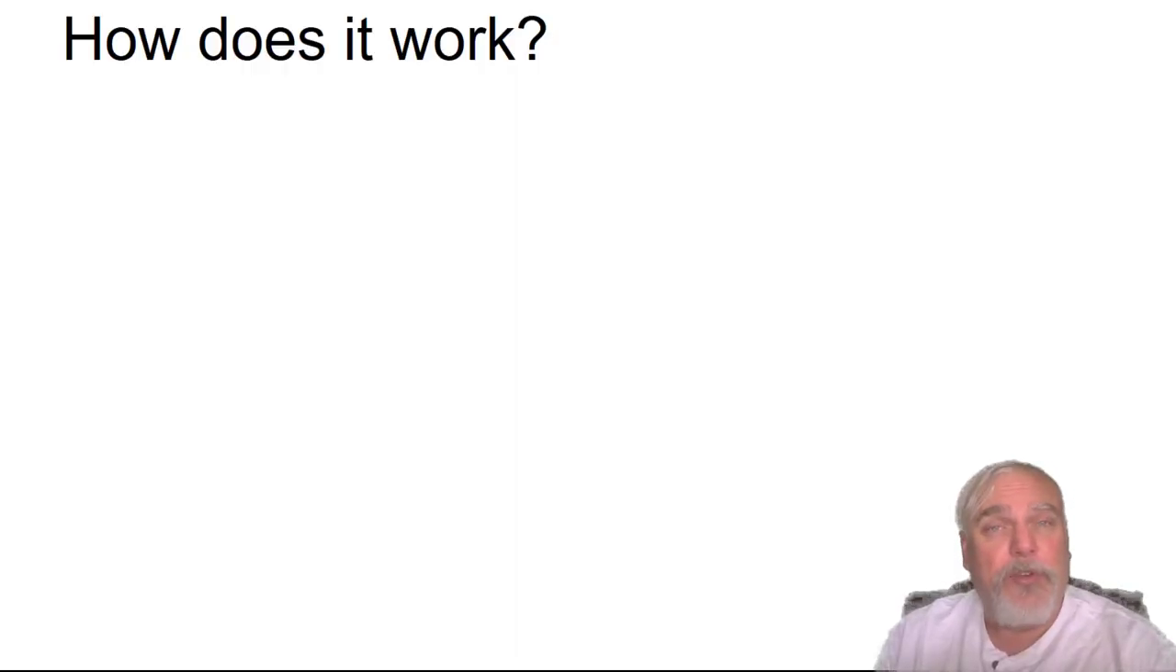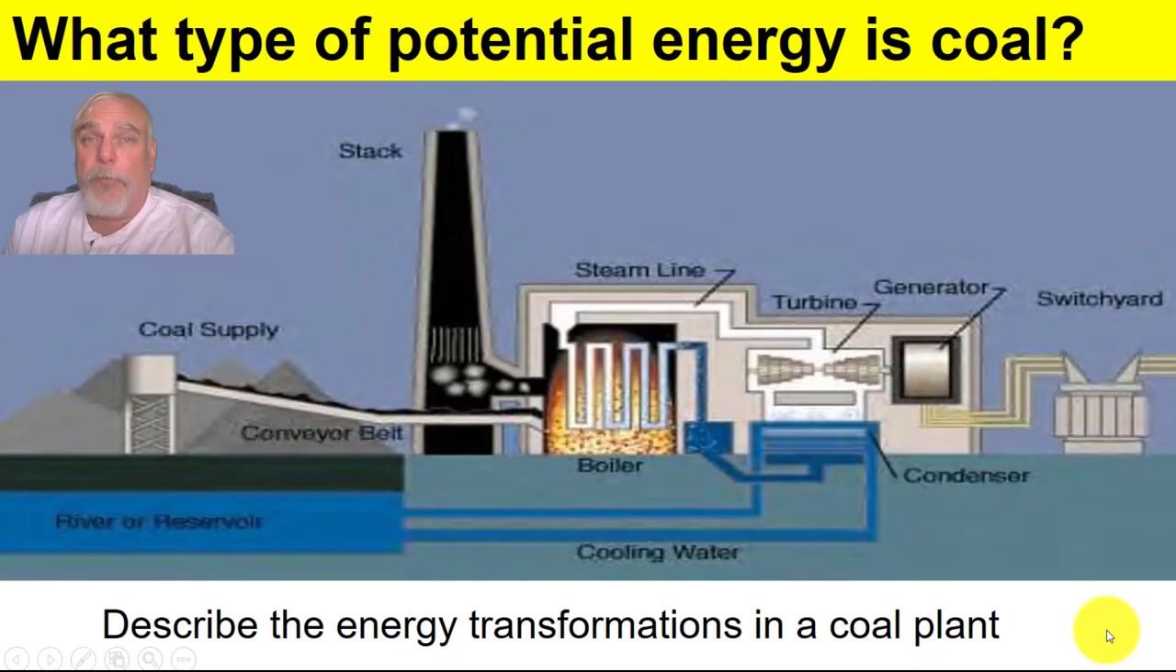Okay, let's talk about how we get electrical energy from coal. Now we're going to focus a little bit more on this because coal is the number one way that electricity is produced in the United States, and especially here in Ohio, we get almost all of our electrical energy from using coal. So let's take a look at the process of generating electricity from coal.